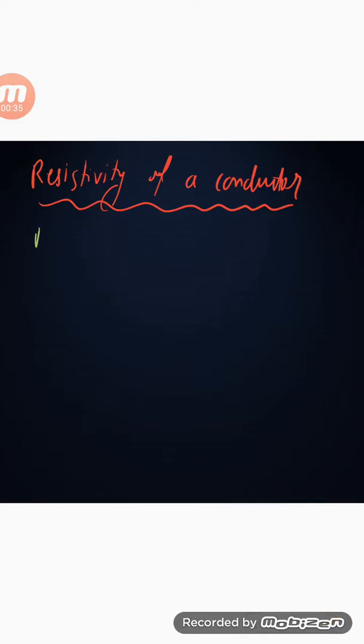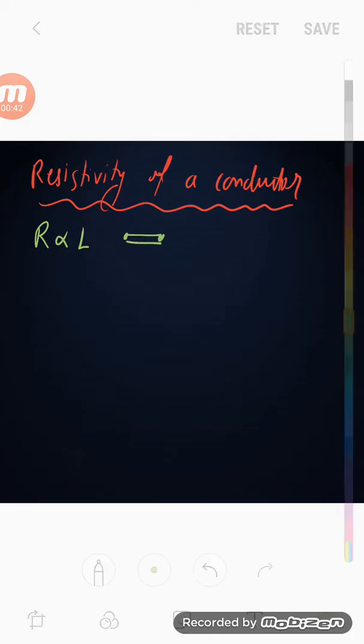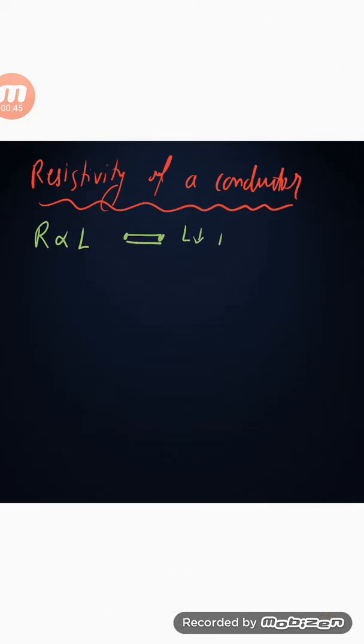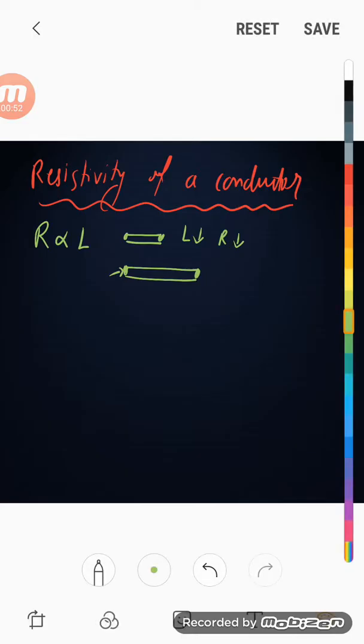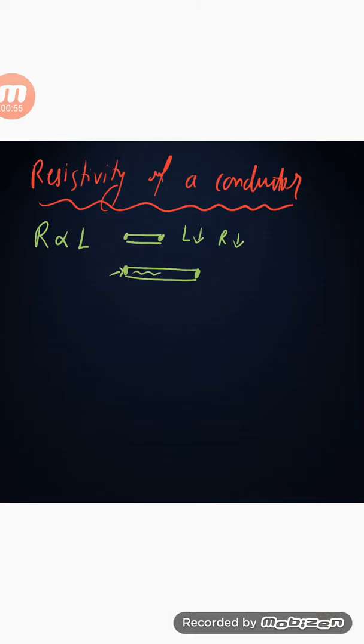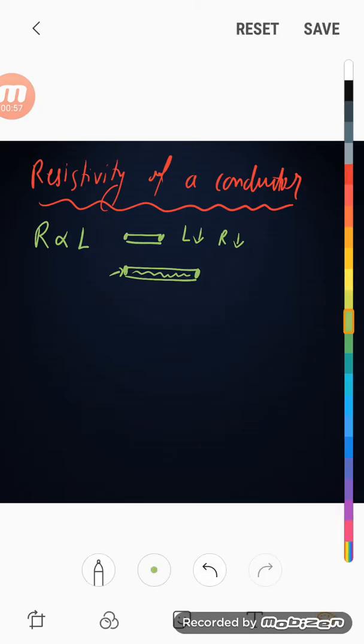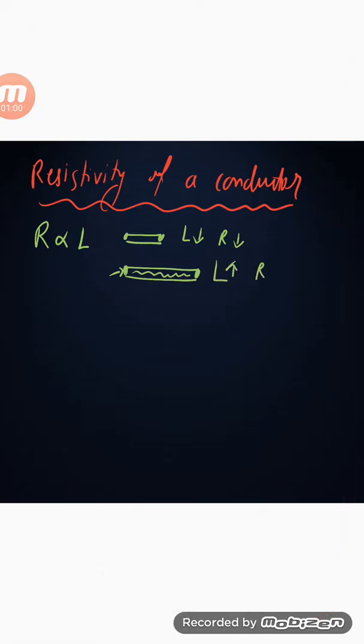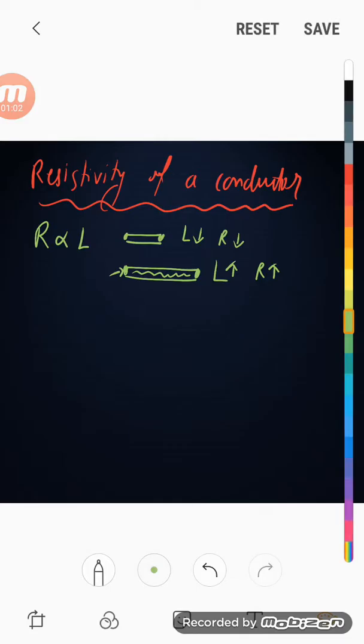So resistance is directly proportional to the length of the conductor, right? If the length of the conductor is small, resistance is less. If the length is big, the electrons have to pass all these obstacles through a longer duration. So length is more, resistance is more. Resistance is directly proportional to length.